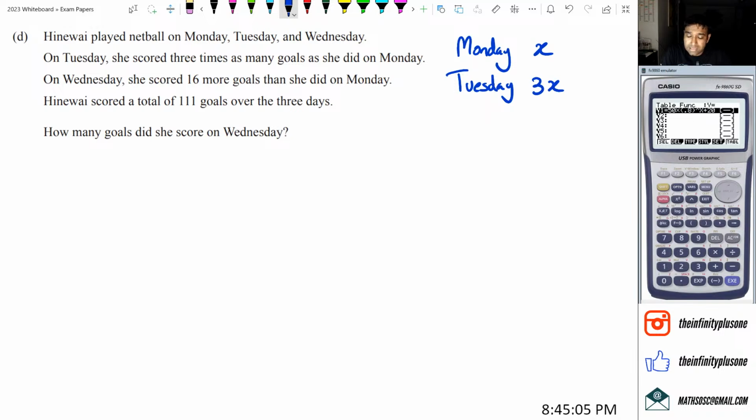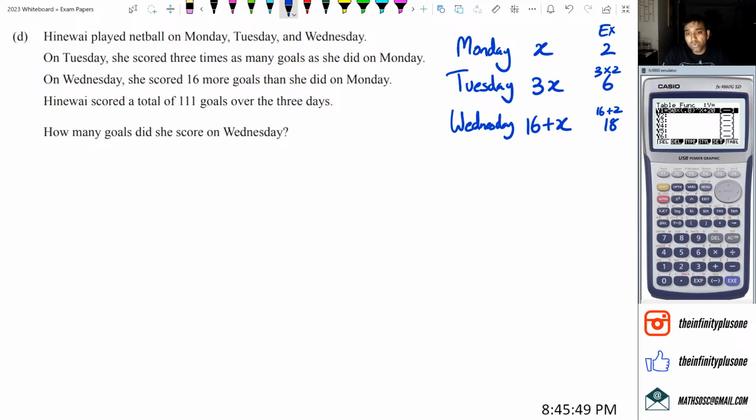Finally, if I go to Wednesday, what's happening Wednesday? Wednesday it says she scored 16 more goals than she did on Monday. Now remember that example I talked about. If I scored 2 goals on Monday, then on Tuesday I scored 6, which is 3 times 2. On Wednesday I would have scored 16 plus 2, which is 18. But algebraically, instead of 2, I would just write this as 16 plus X. Those 3 lines there, I've converted them into equations.